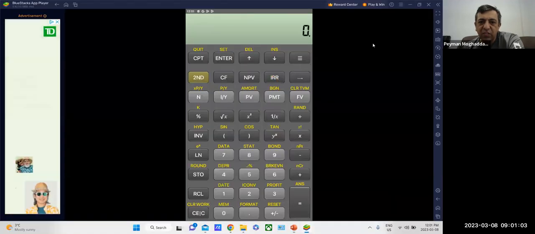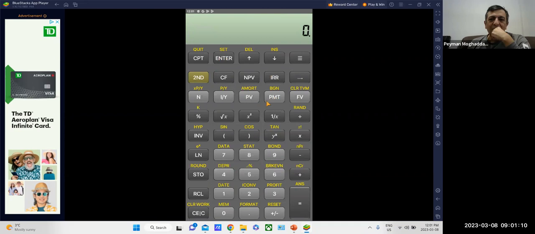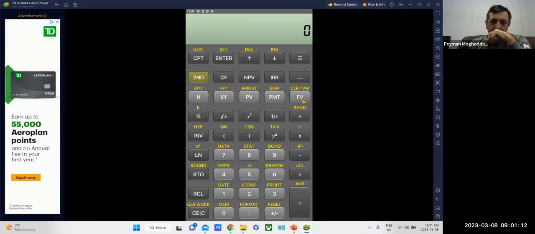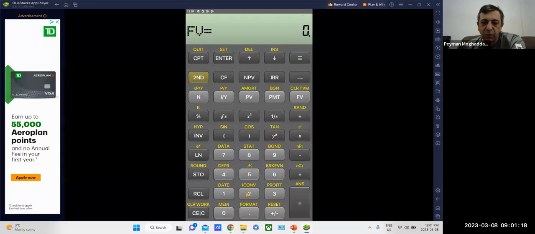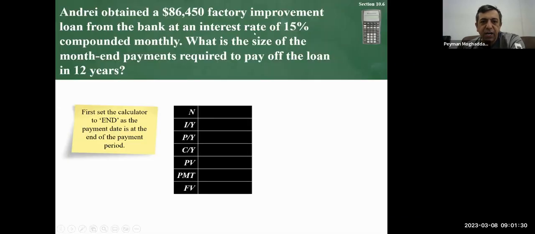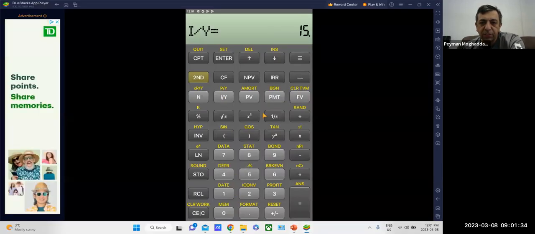We just wanted to know what is the PMT, right? So now the unknown is PMT. So we have present value, and future value is 0. The present value is going to be 86,450, which is a loan, so it's a positive sign. We have the interest rate, which is going to be 15%.